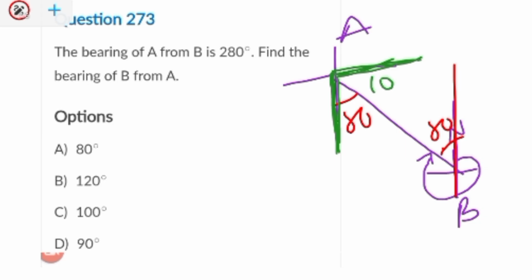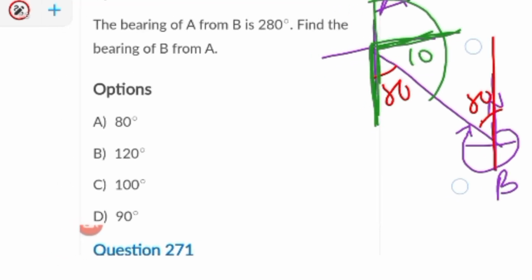Now the "from" has moved to A. So I'm going to count in a clockwise direction like this to get the angle, to get the bearing. I'll move like this until my hand touches this line. Moving from this place to this place is already 90. So 90 plus 10 will give me the answer. 90 plus 10 is 100. So the answer is C.